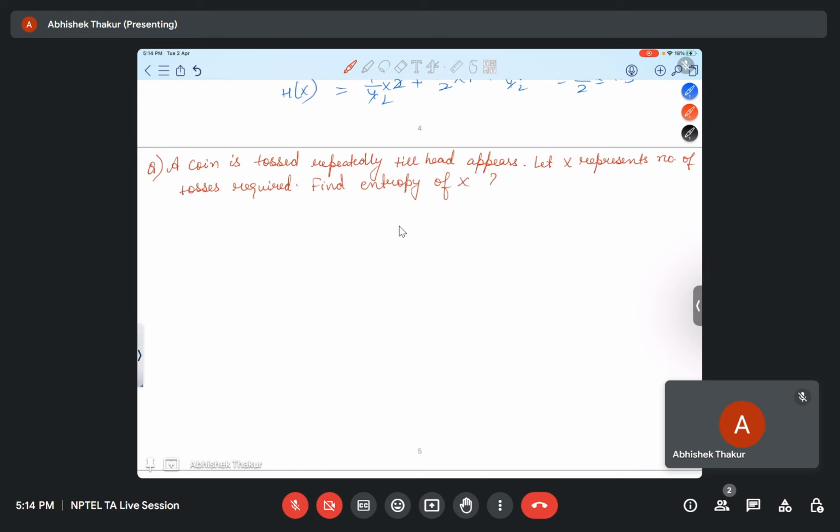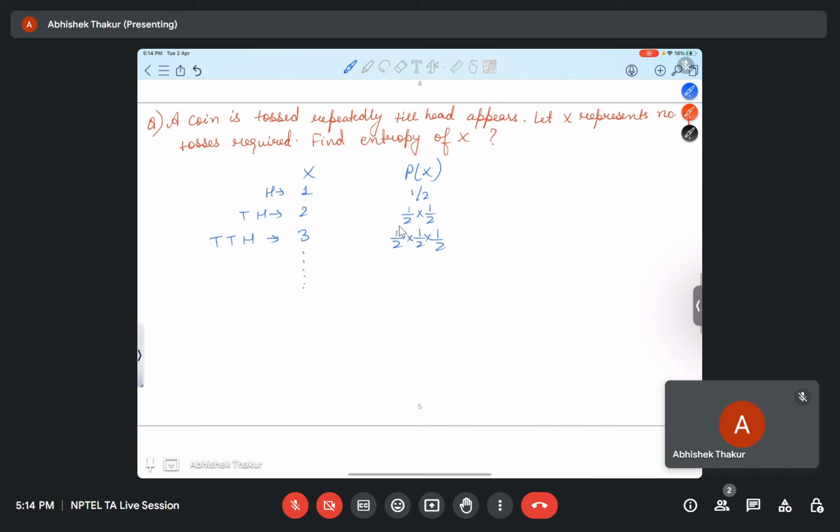Okay. So there will be different cases. We'll analyze all the cases. Let's suppose we toss the coin and head appears the first time. So X, the number of tosses required, will be 1, and the probability of head occurring will be 1 by 2. Let's suppose the first time it appears tail and then it appears head. So X is 2 and the probability of occurring is 1 by 2 into 1 by 2. Now let's suppose tail, tail and head came. So like this it will go on.